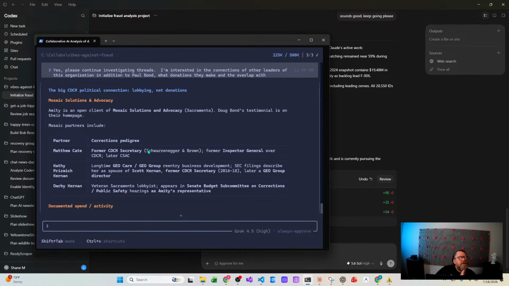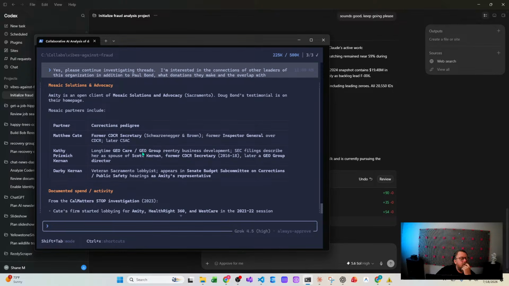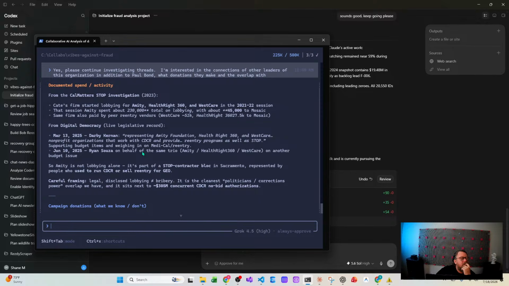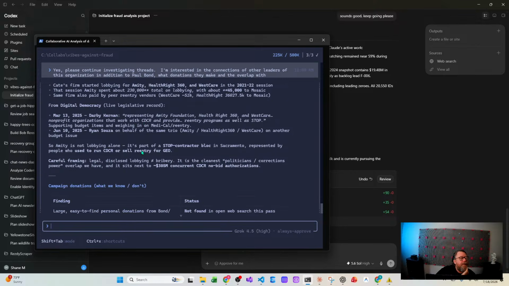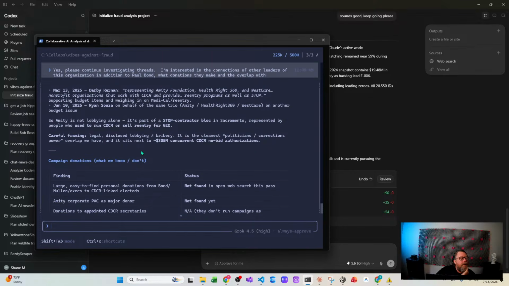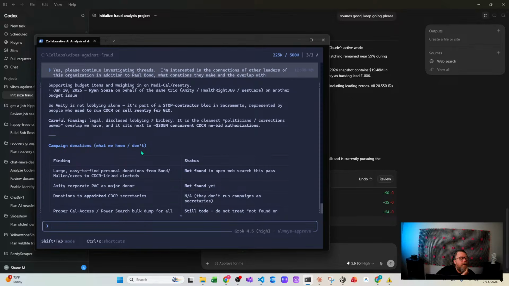Amity is an open client of Mosaic Solutions and Advocacy. That session, Amity spent $230,000 on lobbying with $45,000 to Mosaic. Careful framing. Legally disclosed lobbying does not equal bribery. Sure, technically that doesn't equal bribery, but I think all of us are smart enough to read between the lines of what's actually going on there, right? But no one cares. No one cares because these people are fighting the Republicans. So freaking stupid.